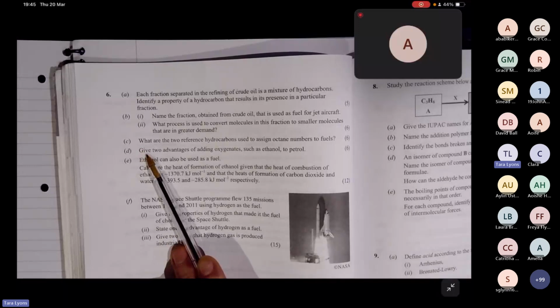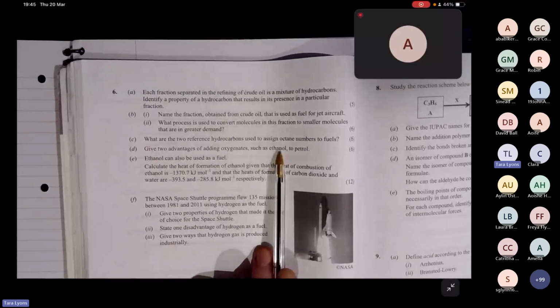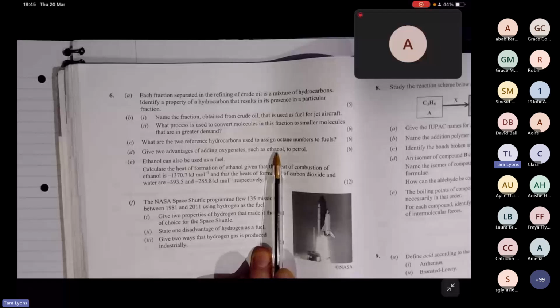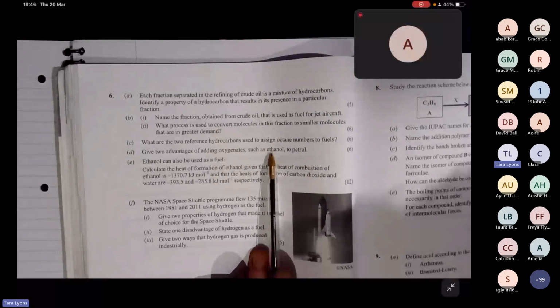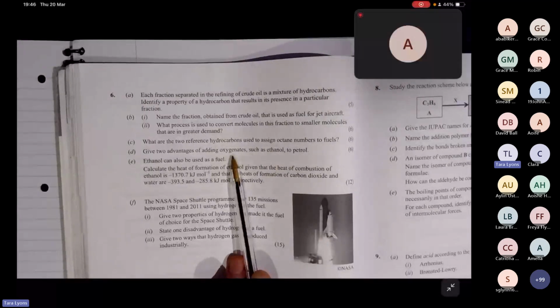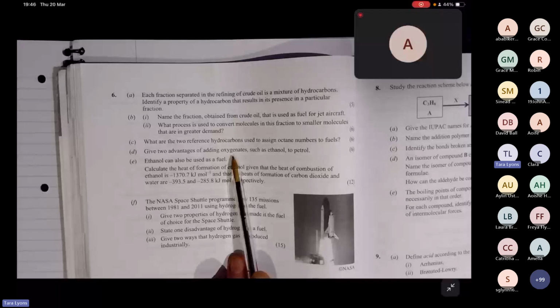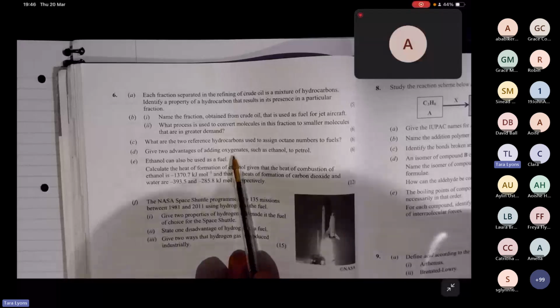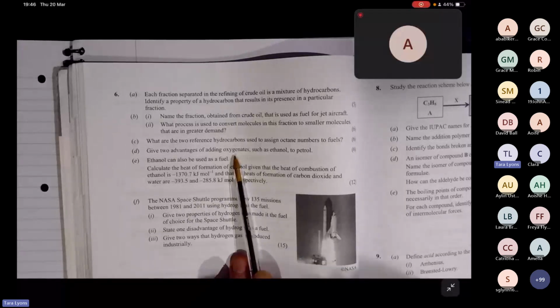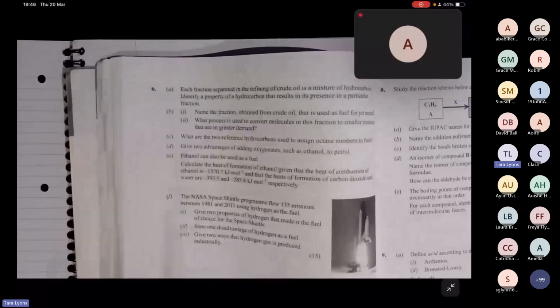Give two advantages of adding oxygenates like ethanol to petrol. Two advantages. Well, number one, why do we do any additive to a fuel? We do it so that we are increasing the octane number so we don't get auto-ignition. And what's the other advantage to adding oxygenates, specifically oxygenates? Well, they reduce the levels of carbon monoxide in the emissions. So obviously it's more environmentally friendly. So there's a few examples touching on what we've talked about so far.